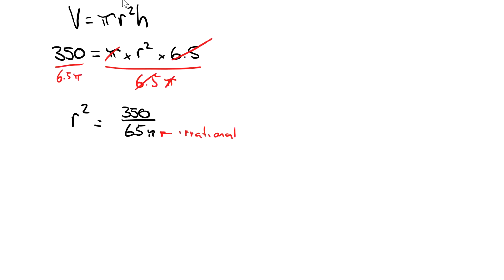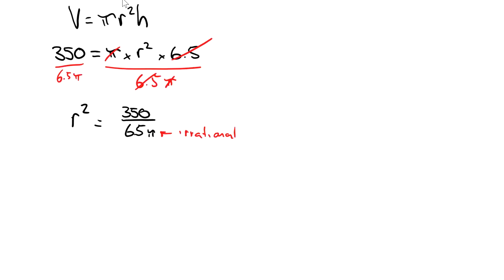And rounding early introduces what we call a rounding error. We don't want to introduce that yet, because if you introduce a rounding error early, it may result in a fairly substantial size difference at the end from what the actual answer may be. So we're going to keep that 350 over 6.5 pi as it is.